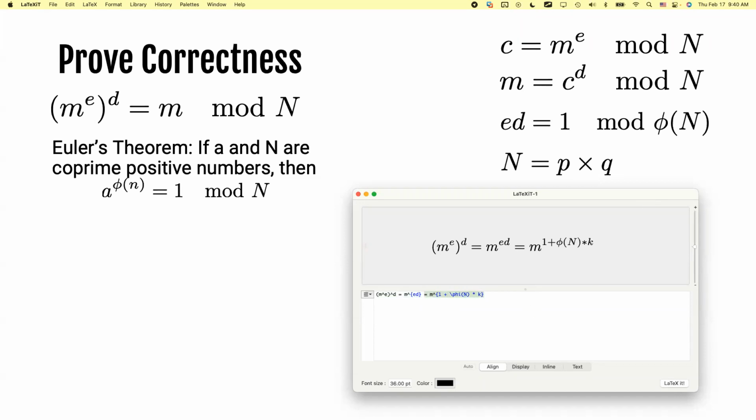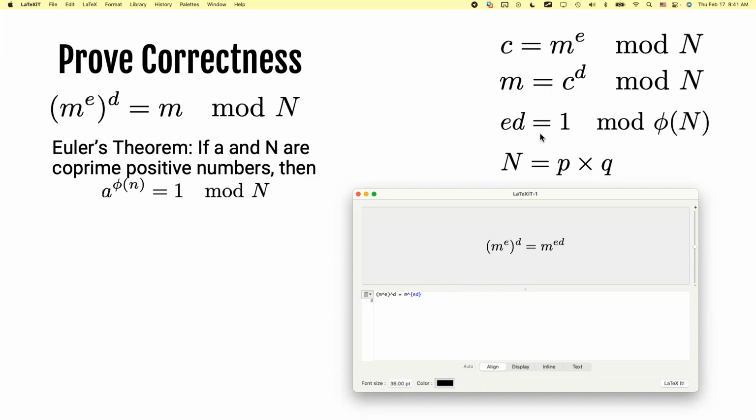Let's first start with this part. This is our goal: we want to prove that m to the e and then to the d is equal to m mod n. Remember that n is the multiplication of two big prime numbers. Let's start from the left-hand side, m to the e and then to the d. The first thing we can do is get rid of the parentheses: m to the e to the d is equal to m to the multiplication of e and d.